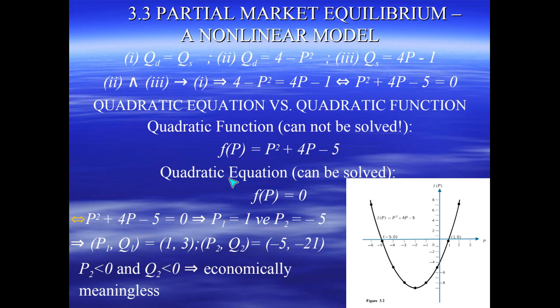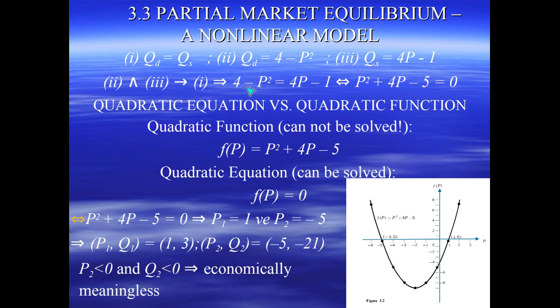It's the same. So when we replace the second and third equations in the first one, what do we obtain? Instead of QD, we put 4 minus P square. Instead of QS, we put 4P minus 1. So 4 minus P square equals 4P minus 1. We can put everything on the left-hand side and multiply the whole by minus 1. It is the same.